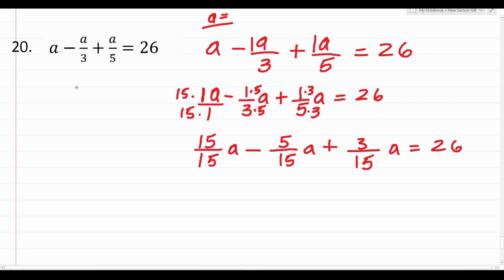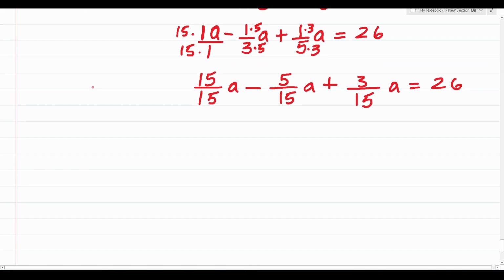All right, so now that we've rewritten these such that they all have the same denominators, let's go ahead and combine our like terms. Again, all these a's are like terms. So we have 15 over 15 a minus 5 over 15 a plus 3 over 15 a. And since this is a little bit complicated, I'm going to do this one like this. Again, we're subtracting and adding fractions. So we're going to do this. 15 minus 5 plus 3 over 15 a equals 26.